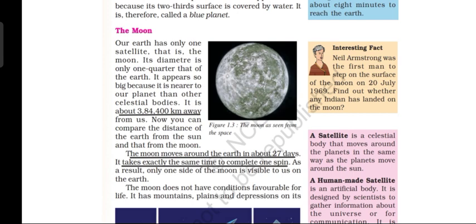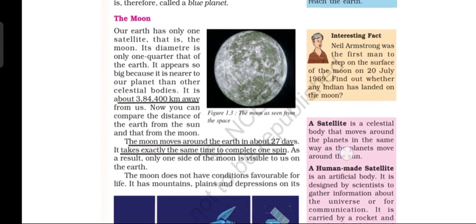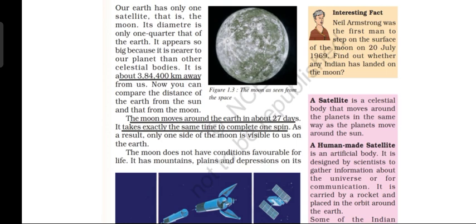Now, if you remember, when we read about the sun, we read that sun is 150 million kilometers away from the earth. But in comparison to that, moon is only 3,84,400 kilometers away from the earth. Now, the moon moves around the earth in about 27 days. It takes exactly the same time to complete one spin. As a result, only one side of the moon is visible to us on the earth.